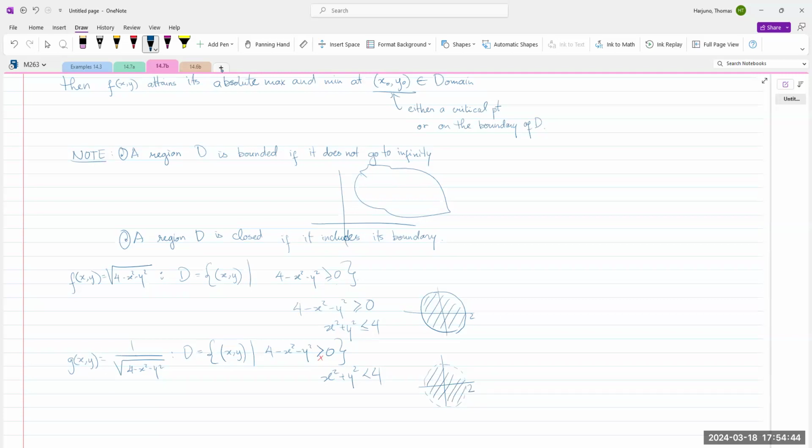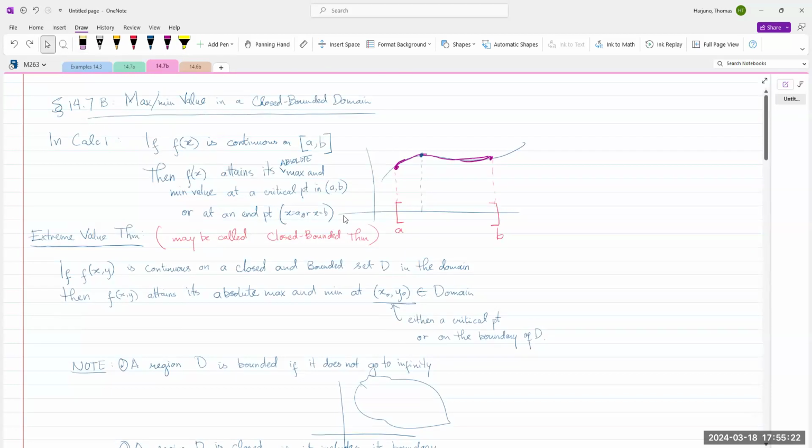Is it closed? No, it's not closed, because the boundary is not included in that region. Is it bounded? It is bounded, because I can easily enclose that. It doesn't escape to infinity. The domain is not super big, right? But because it doesn't include its boundary, it is not closed. In fact, the ideas of bounded and closed have been introduced implicitly even in calculus 1. You basically have to apply the extreme value theorem in calculus 1 to a closed and bounded interval.